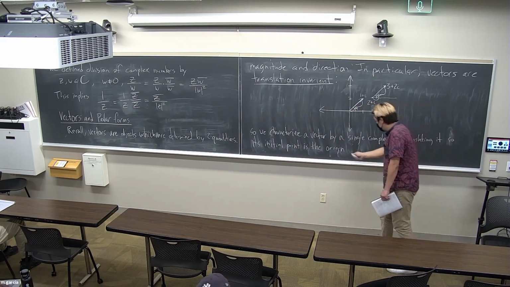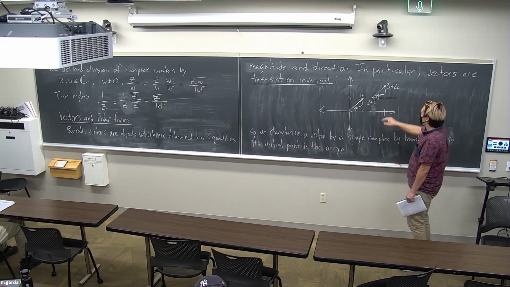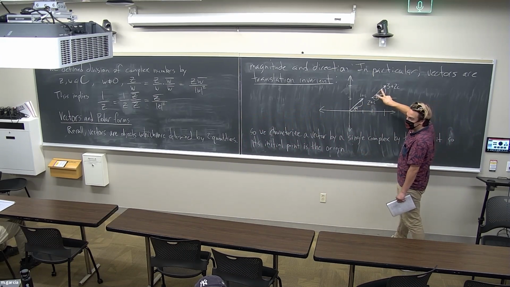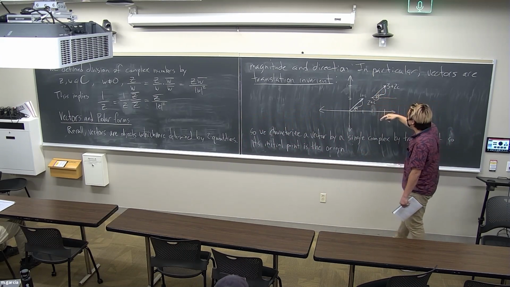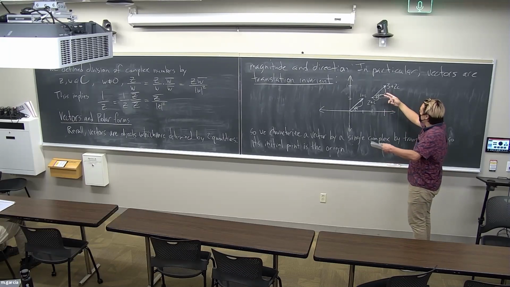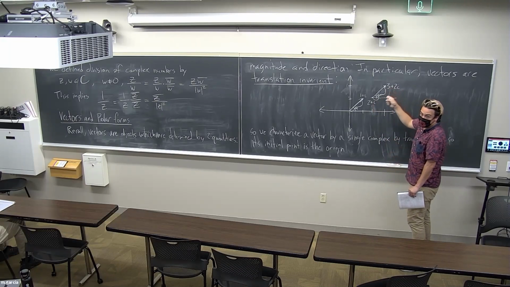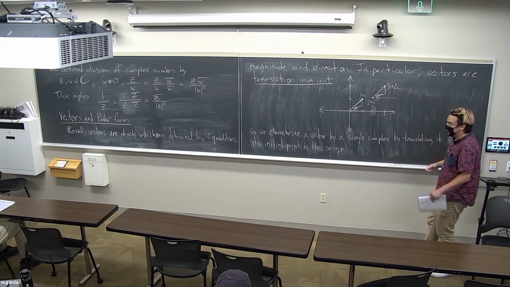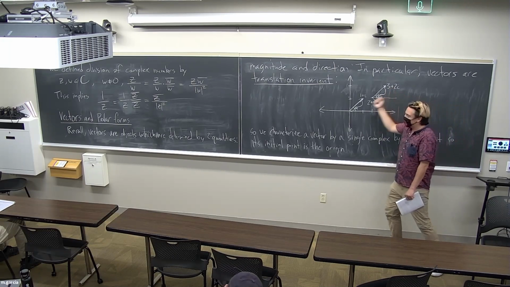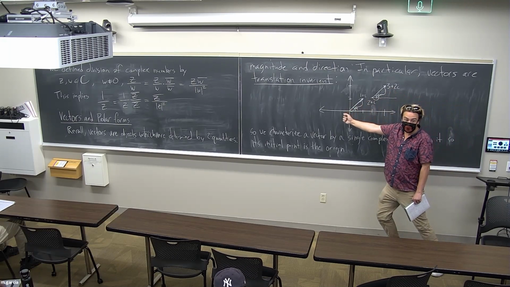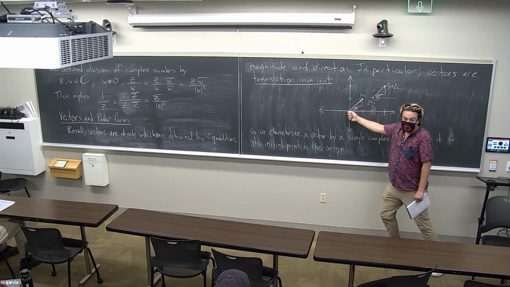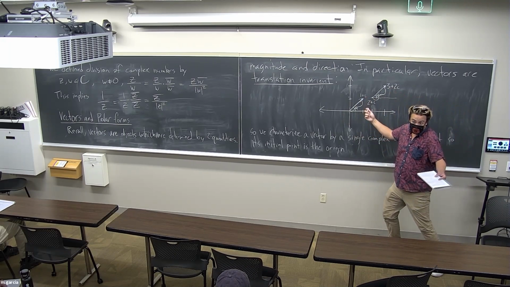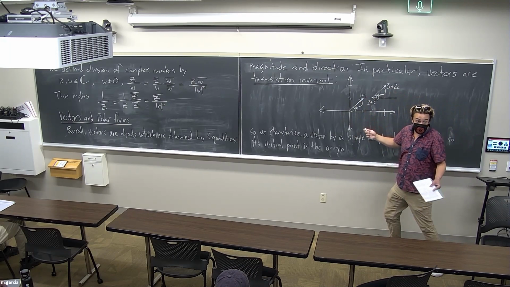So that is to say, when I look at this vector translated here, I am characterizing it by two complex numbers. But if I insist that I can translate any vector back to the origin so that it starts at the origin, then this other complex number that I'm using to characterize this vector becomes trivial. It's just a zero.